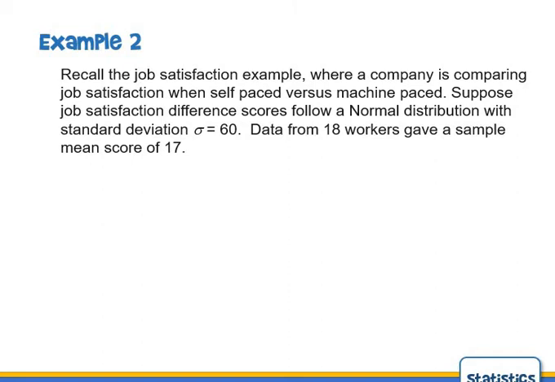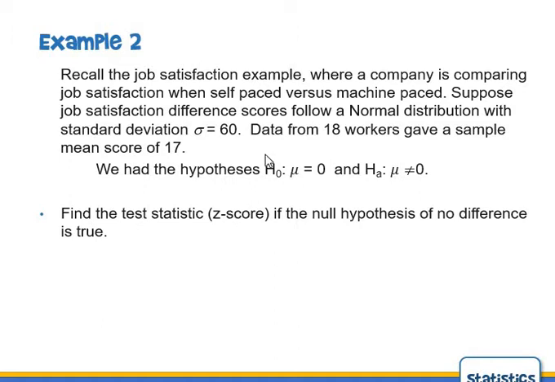Okay, so that's a small sample. We only have 18. It's less than 30. So it's important that we're assuming the distribution was normal to start with, so we can assume x bar would be normal. Remember, if your original population is not normal, you need larger samples, larger than 30 or so. So we had our hypothesis that mu was equal to 0 because mu was the difference between the scores. We want to see if there's no difference versus there is a difference. Mu is not equal to 0.